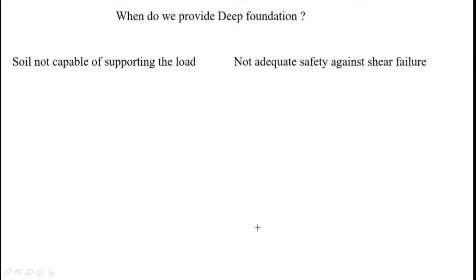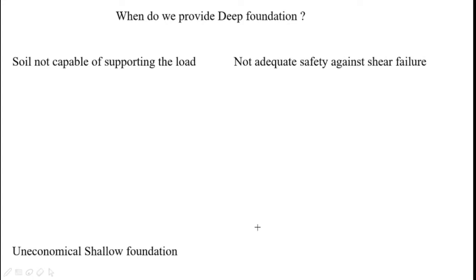Okay, so next, probably the most important question in this tutorial: when do we provide a deep foundation? There are four different conditions or cases in which we have to provide a deep foundation. The first case is if the soil is not capable of supporting the load. In that case, there is not adequate safety against shear failure. If the soil is going under shear failure, then we provide a deep foundation.